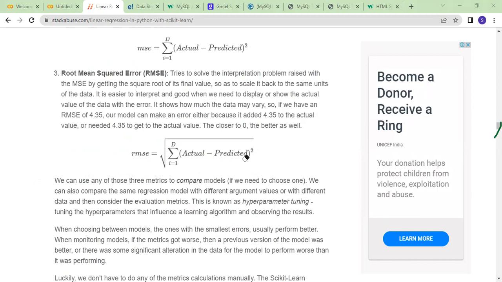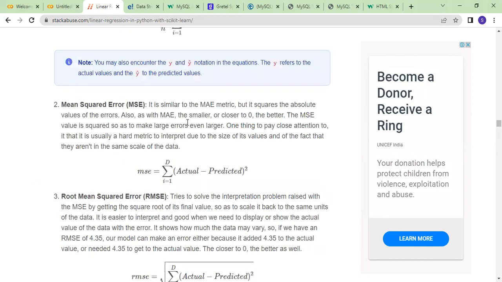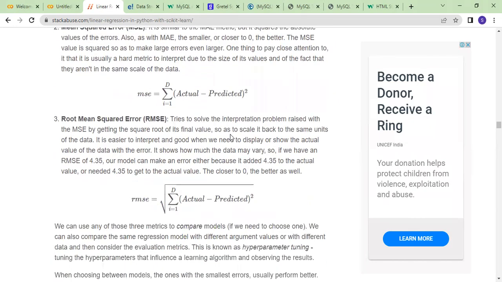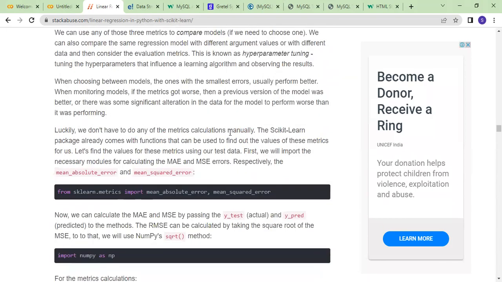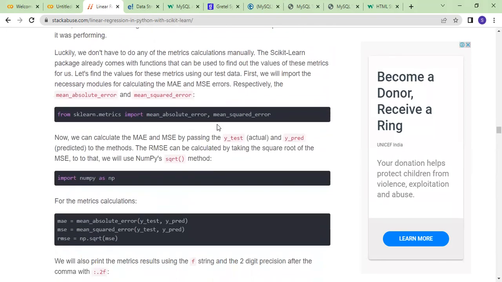Root mean square is basically the square root of the mean of the squared difference between actual and predicted values. The square root of the mean squared error is the root mean square error. So in order to get all these things, we have to use a library function from sklearn.metrics.